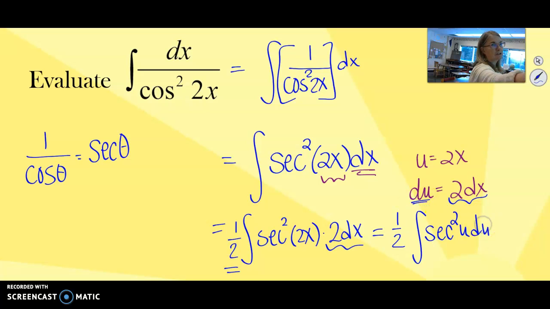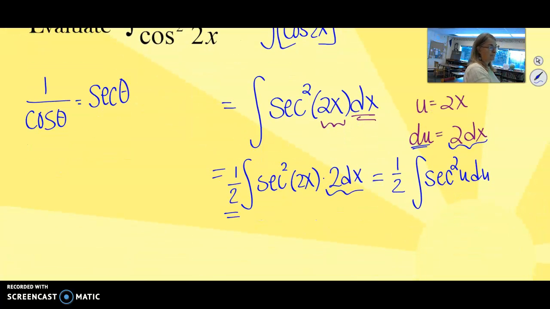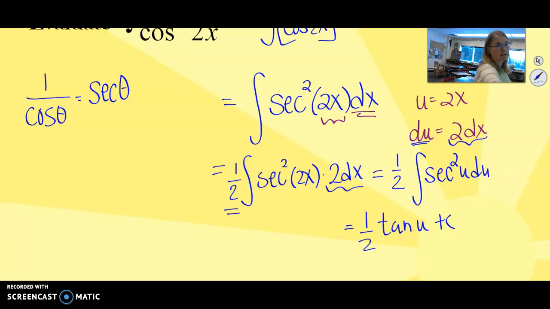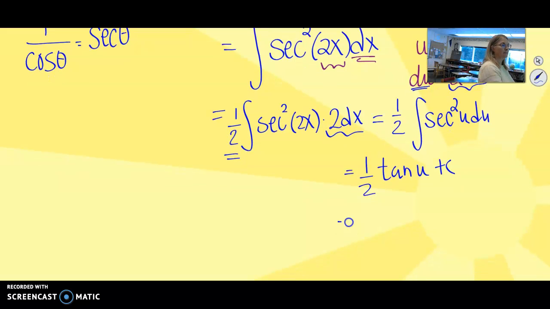So then you're just going to integrate secant squared of u. I have to keep the 1/2 here, but the antiderivative of secant squared of any variable, any angle, is tangent of that angle. So tangent of u, and then again it's an indefinite integral, so I'm going to go plus c, and put your u back in, which was 2x, and we are done.